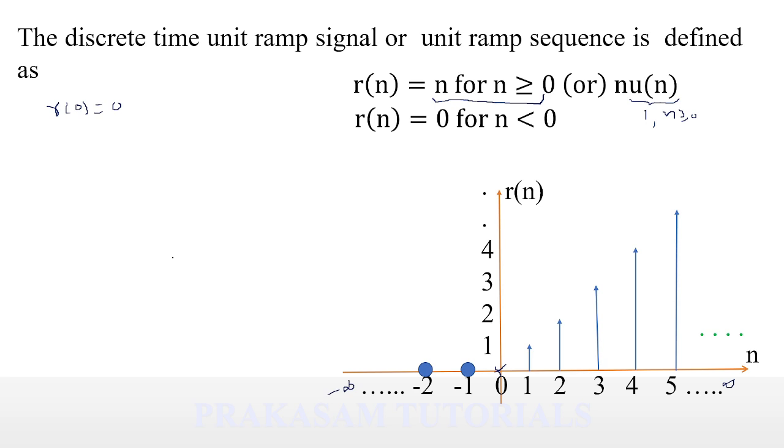This is the 0. Next n is equal to 1, then r of 1 is equal to 1. So the impulse function is drawn by the vertical arrow. Now we have the strength of the signal is 1 at n is equal to 1. Next n is equal to 2, r of 2 is equal to 2. So the strength of the signal is 2. Similarly, n is equal to 3, r of 3 is equal to 3, and so on. So this is the graphical representation of the unit ramp sequence.